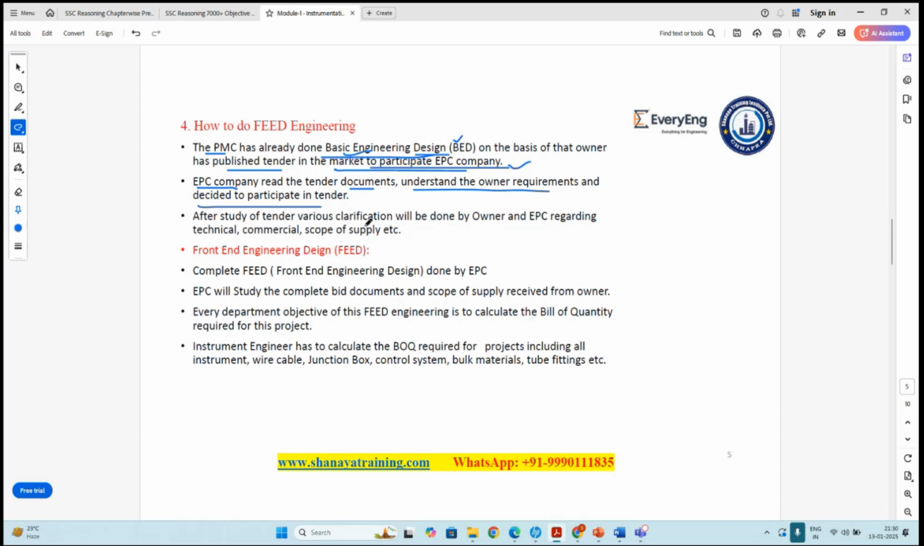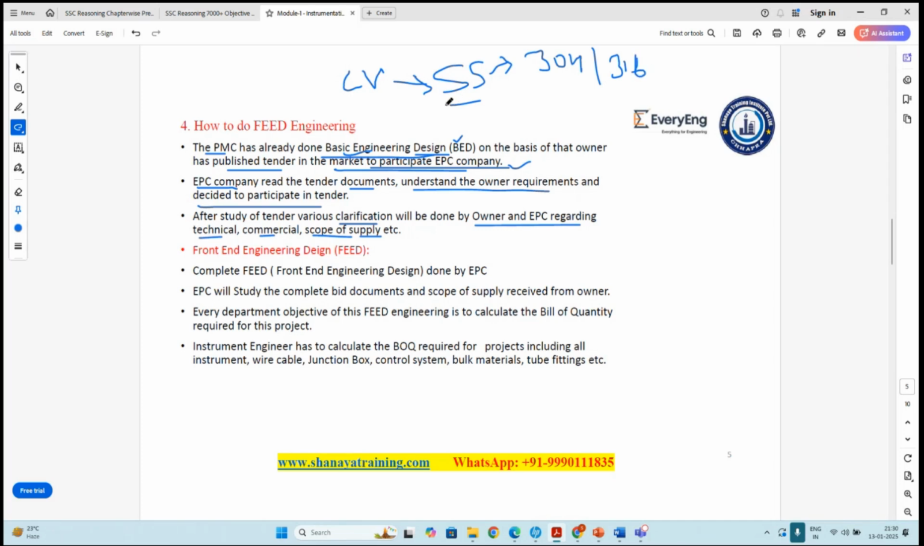After a study of the tender, various clarifications will be done by the owner and EPC regarding the technical, commercial and scope of supply. What kind of clarification? Like in the tender document, it is written that all the control valve body material shall be SS. Now SS has various grades; SS stands for stainless steel. So stainless steel has various grades, like 304, 316.